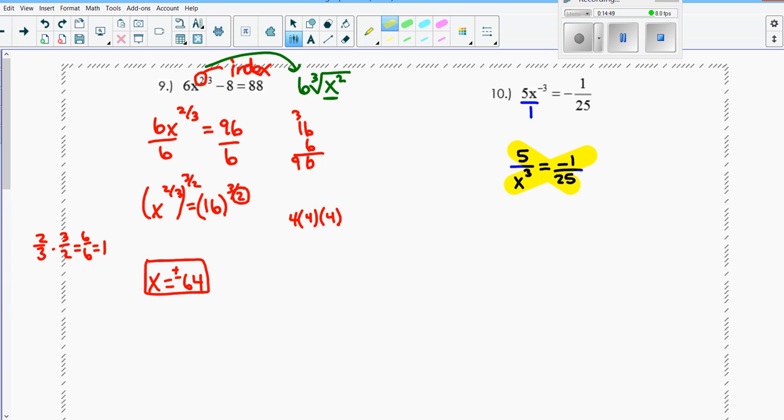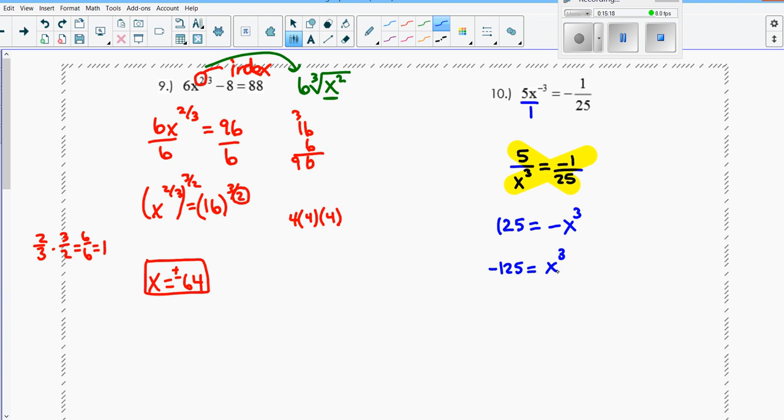Okay. So if we cross multiply, 5 times 25 is 125, which equals x to the third times negative 1, which is negative x to the third. Okay, so if I want to solve for x, I need to divide both sides by negative 1. So I get negative 125 equals x to the third.